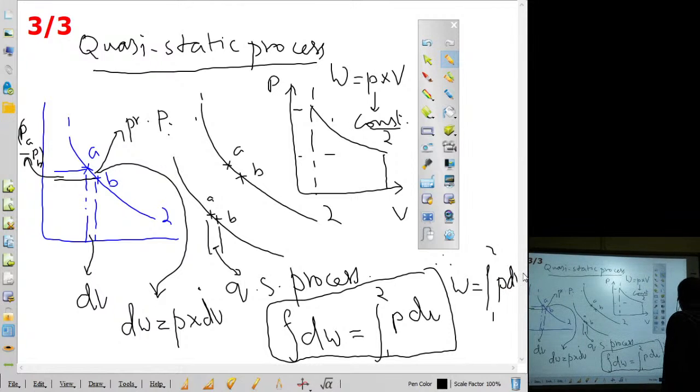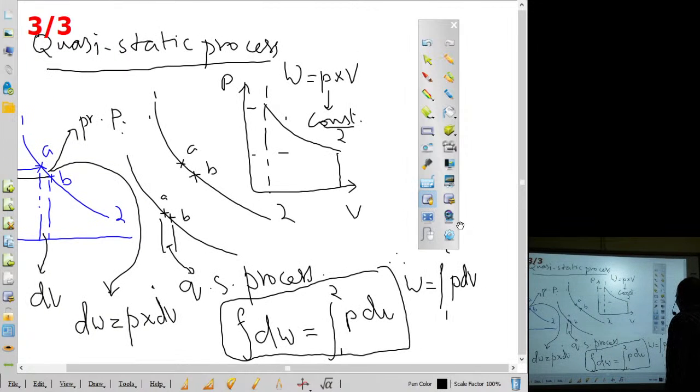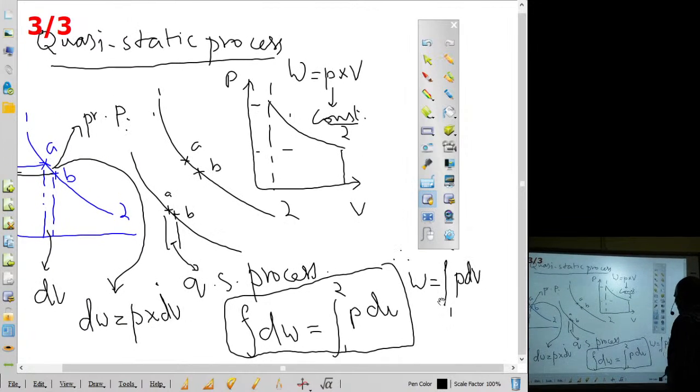Very few people only know these PdV. Very few people only write. Now everybody knows W is equal to integral 1 to 2 PdV. Why? Oh, from the quasi-static process. Why? We keep on asking questions to them. Why do we take quasi-static process?